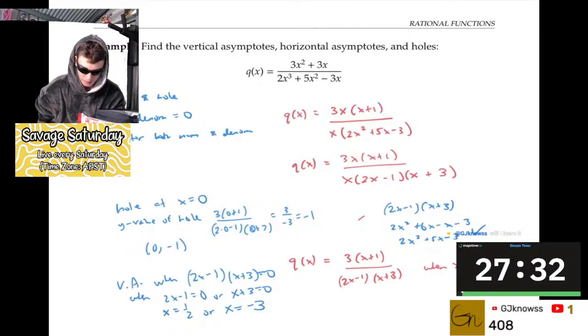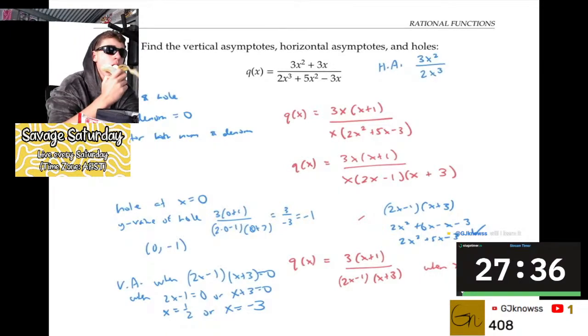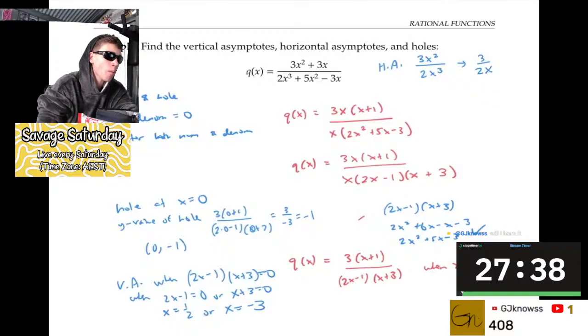Finally, to find my horizontal asymptotes, I just need to consider the highest power term in the numerator and the denominator. That simplifies to 3 over 2x, which is bottom heavy, right? When x gets really big, this expression is going to 0. And that means that we have a horizontal asymptote at y equals 0.